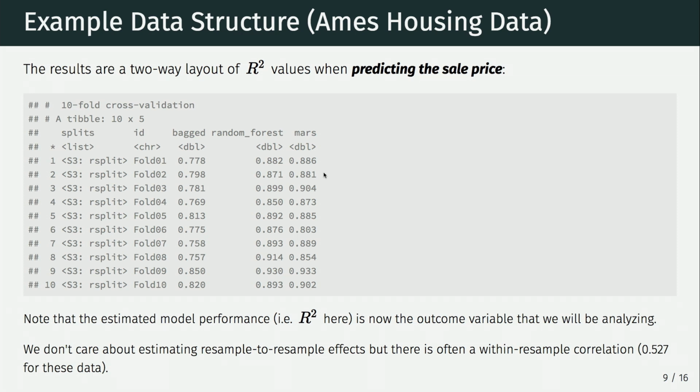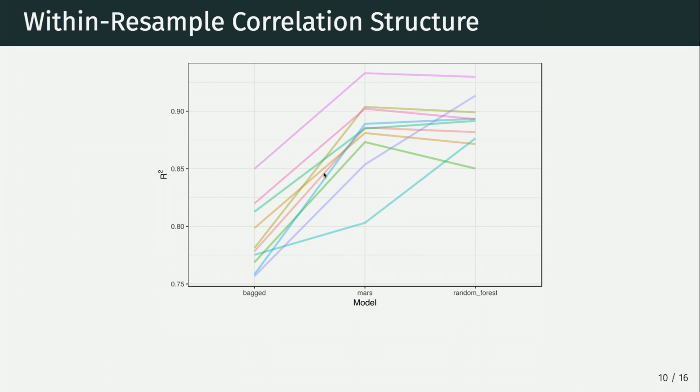And what you can see in this graph on the next page, these are the same data. Each line is a resample, and then you have the bagged model, the Mars model, and random forest. You can see that, surprisingly, bagging didn't do all that well, considering it's very similar to random forest. But the thing to notice in terms of the correlation structure is that, let's call this mauve, maybe? Okay. Mauve, that resample was really, really easy for everybody. And then you have some down here, like this teal, cyan maybe, that one was relatively low for everybody.